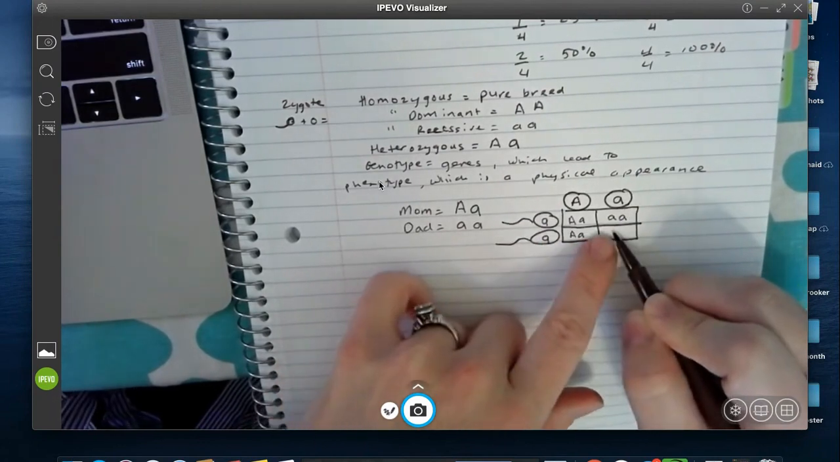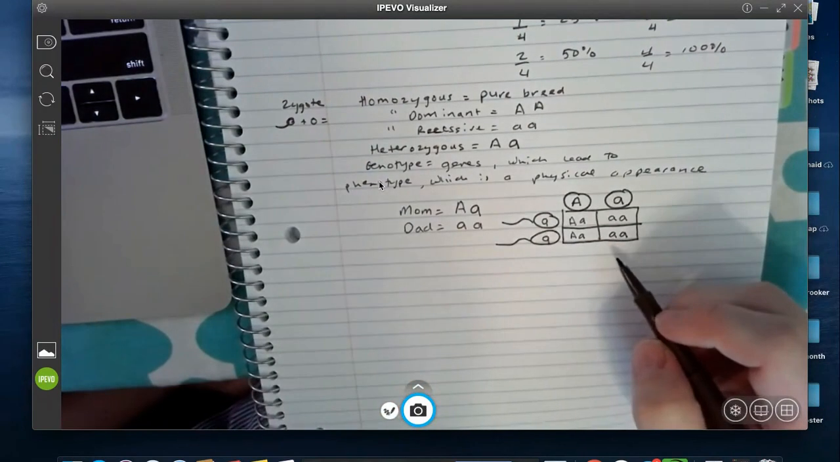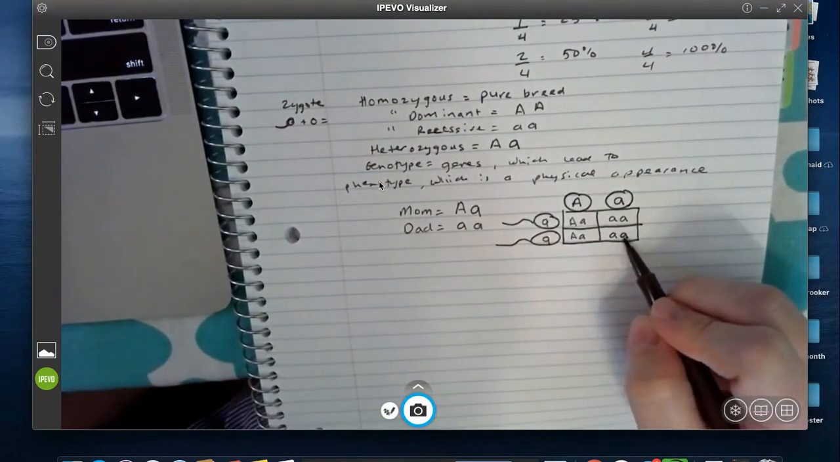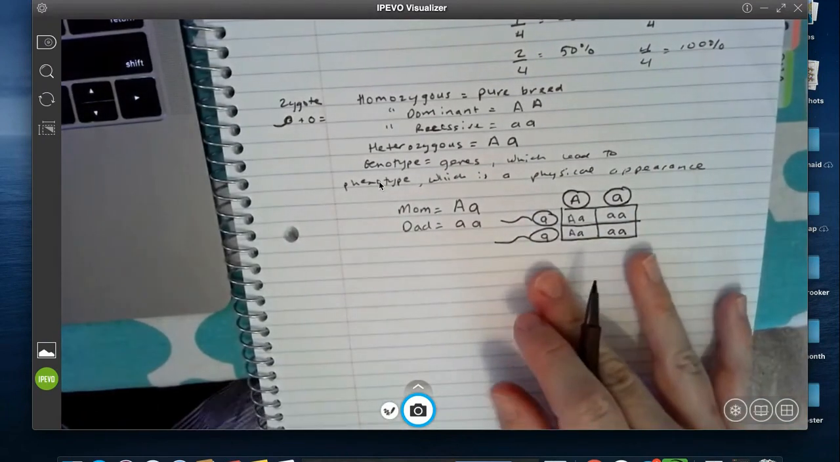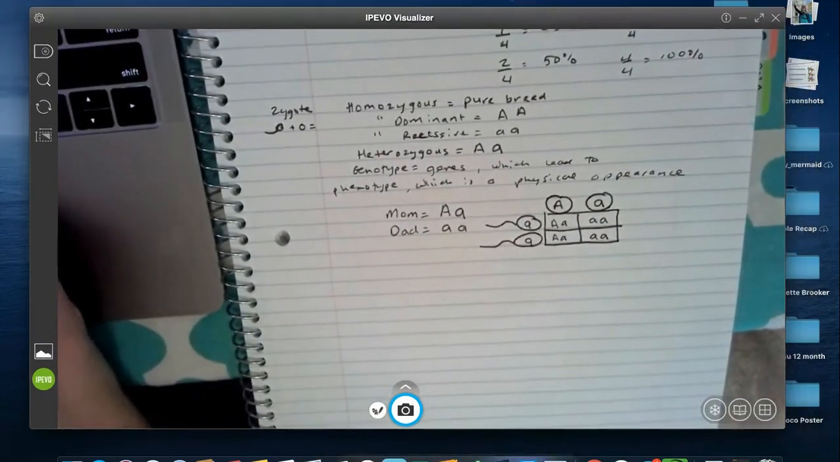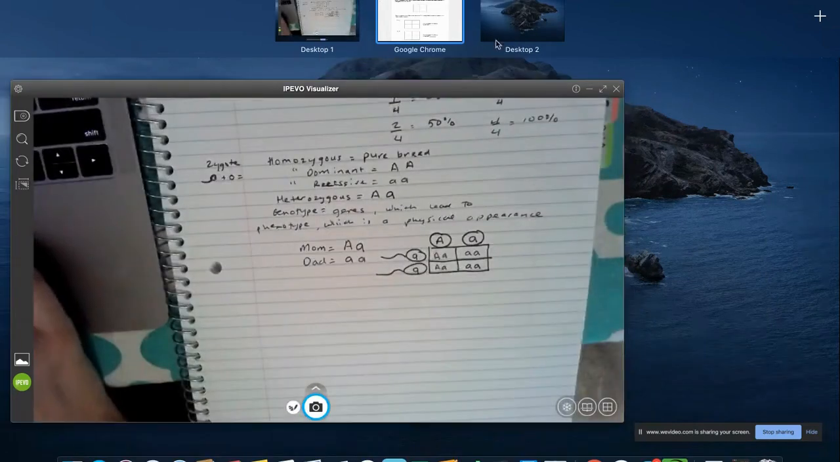And bring these two together. All right, so it looks like I have a 50-50. I have a 50% chance of being recessive and a 50% chance of being heterozygous. So I have my numbers here, but I wanted to make sure I actually answer the question. So the question is, what is the probability of a homozygous recessive baby?